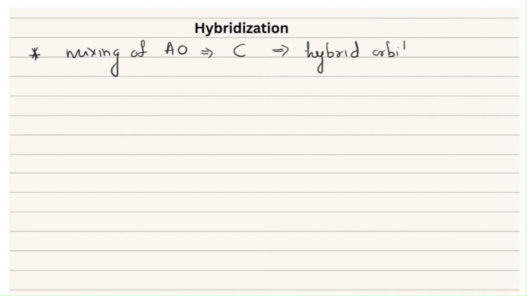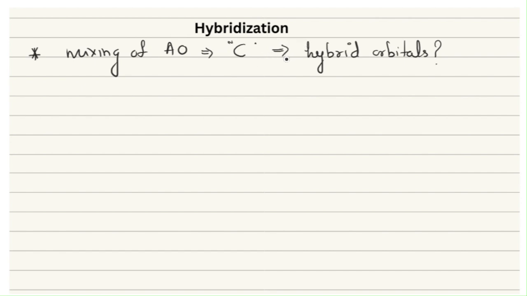What is the property of these hybrid orbitals? The hybrid orbitals will have same energy, same shape, and they will have same number of electrons. When they share these electrons with the incoming atoms, then they are going to form new covalent bonds. That's the reason why the carbon will undergo mixing of atomic orbitals or hybridization.